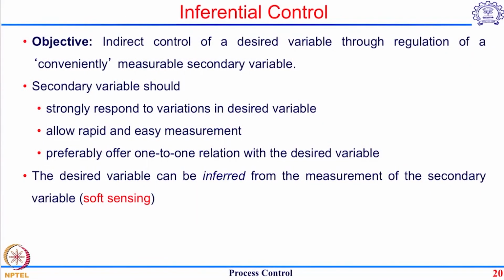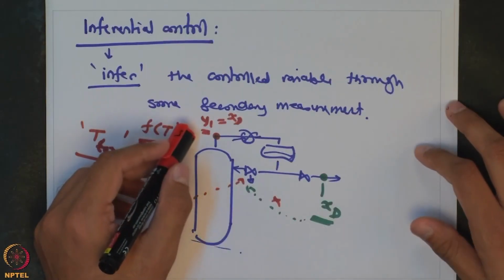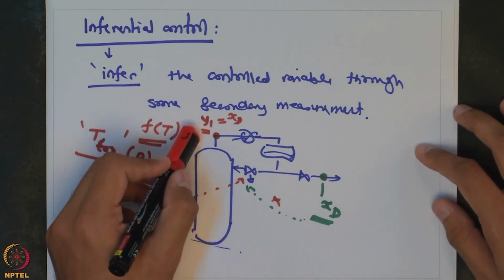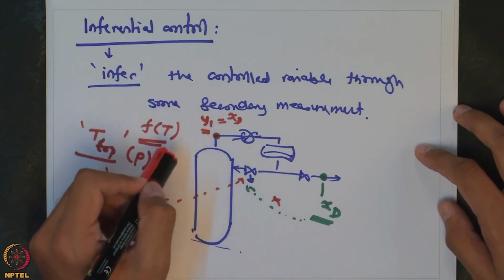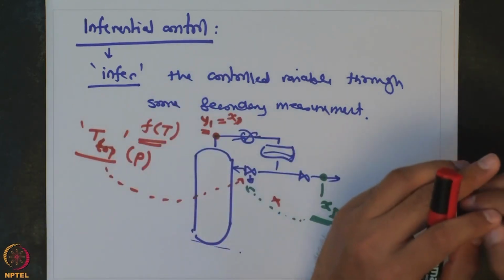It is not necessary that you have to use only the top tray temperature. In fact, for very high purity systems, you would not want to use the top tray temperature as a secondary measurement, and there is a lot of work done in terms of finding out which particular tray is most sensitive to the composition changes, and that particular tray temperature is used as an inferential variable.